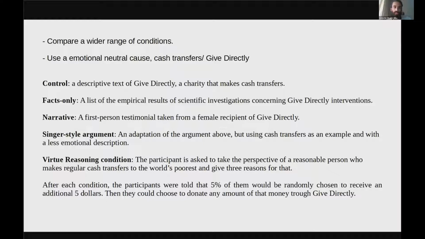So we developed these four conditions, using cash transfers as our example, and you have the text of each of these conditions in the document as well. There's the control group; the facts only condition, in which we state the results of some empirical research on GiveDirectly. We use GiveDirectly as our example of cash transfers. A narrative, in which we have a first-person testimonial narrative by a female recipient of GiveDirectly; a Singer-style argument.